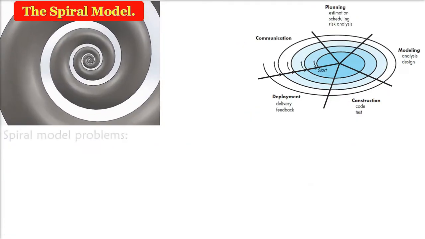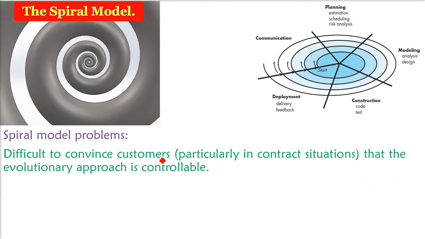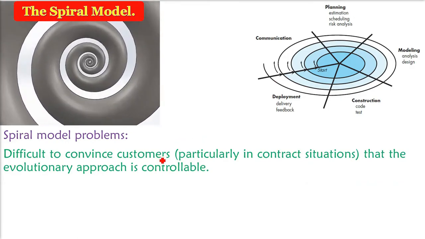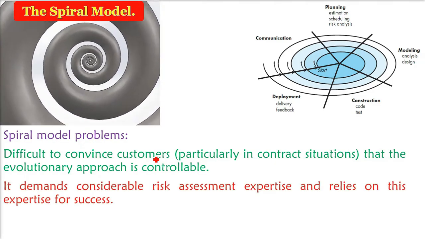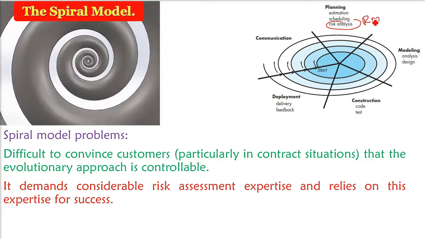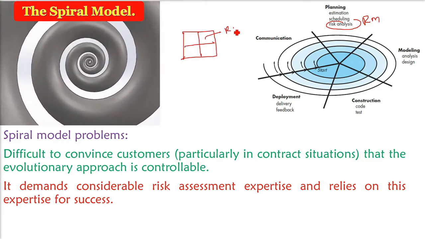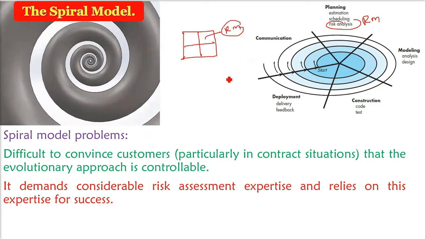So the problem with the spiral model is, first of all, you can see it's quite complex. But it is for complex projects. It is very difficult to convince the customer, because the customer may not know certain things, that you can control it or not. And the main part of this spiral model is risk analysis. If you know the quadrant I told you earlier, there is one part wholly dedicated to risk analysis.